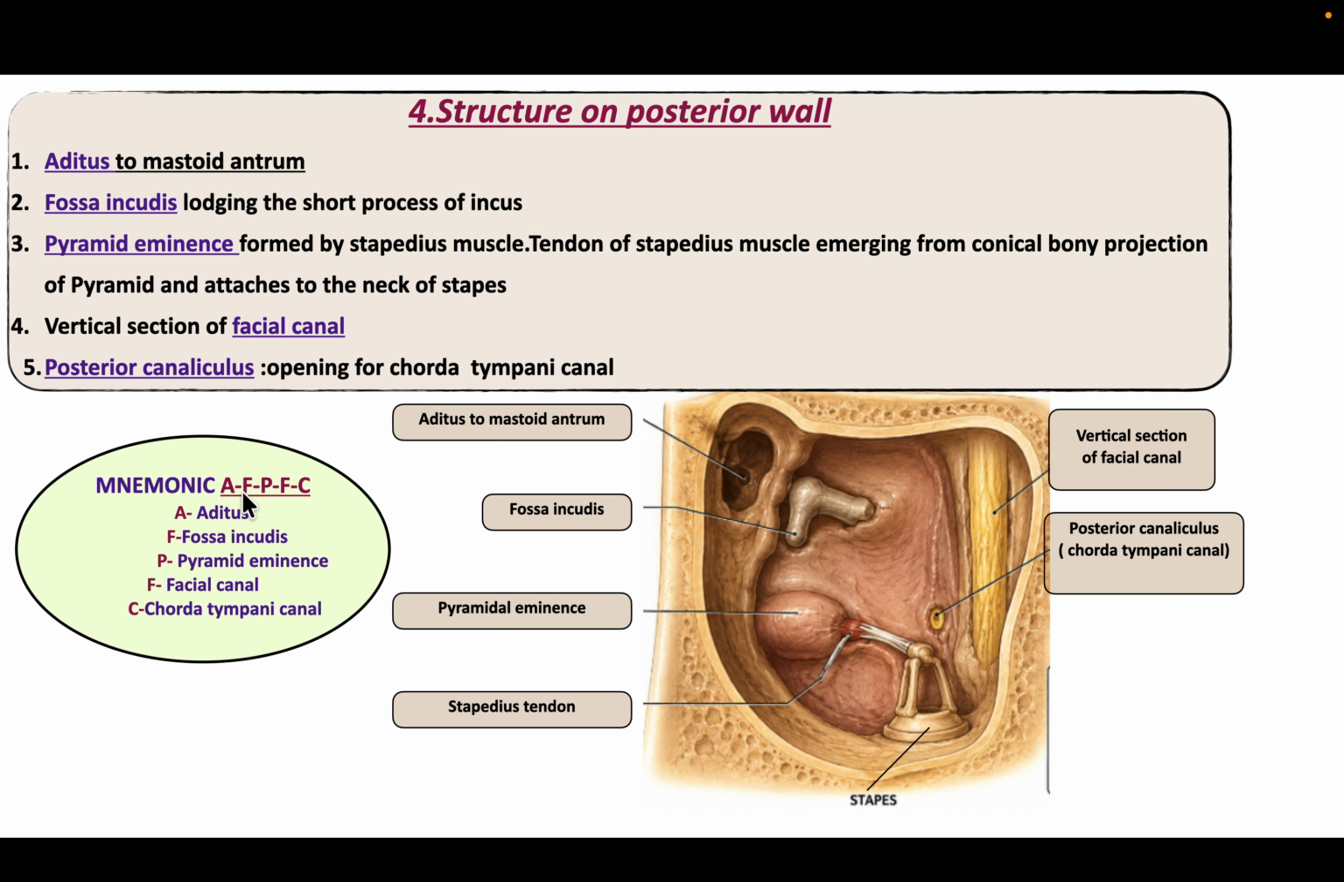Now the mnemonic is AFP FC: A for aditus, F for fossa incudis, P is pyramidal eminence, F is facial canal, and C is chorda tympani canal. So these are the structures which are visible in the posterior wall of the middle ear.